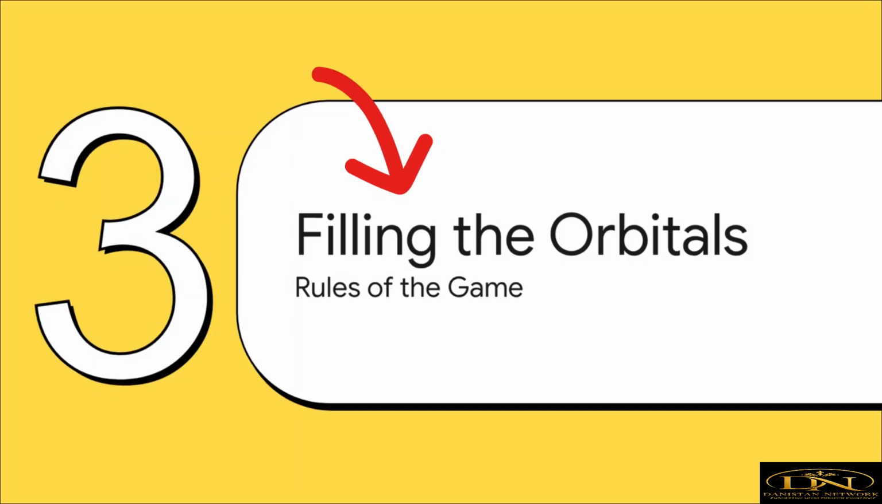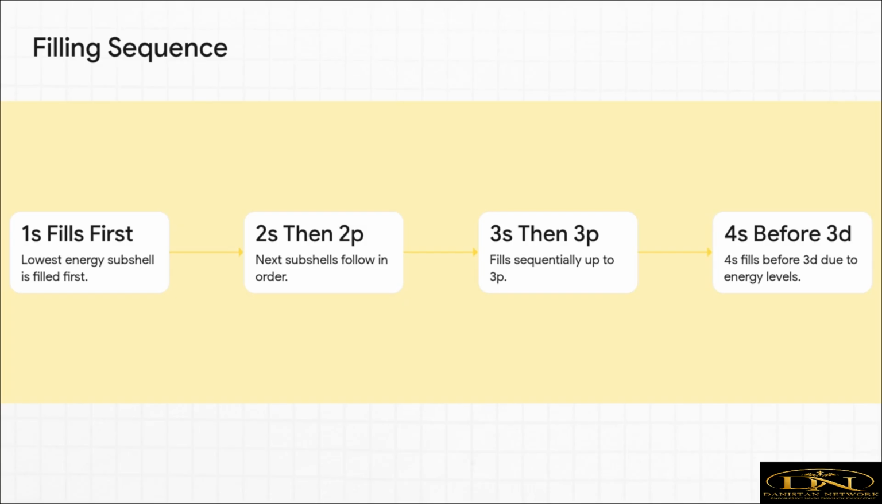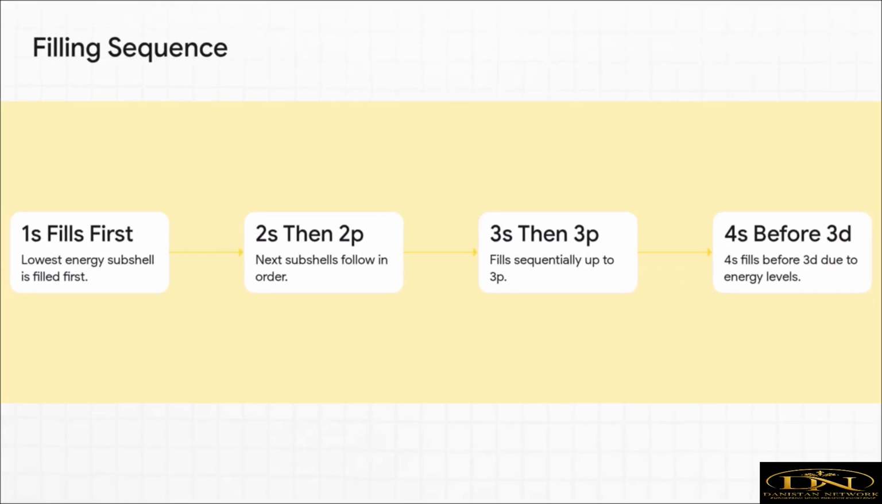Section 3. Filling the shells and orbitals, the rules of the game. So the absolute golden rule of chemistry is stability. And stability means finding the lowest energy state possible. Because of this, electrons always fill the lowest energy subshells first. We start right at the bottom. 1s fills first, then 2s, then the 3 2p orbitals, then up to 3s, and then 3p. It seems like a perfectly logical, predictable sequence, right?